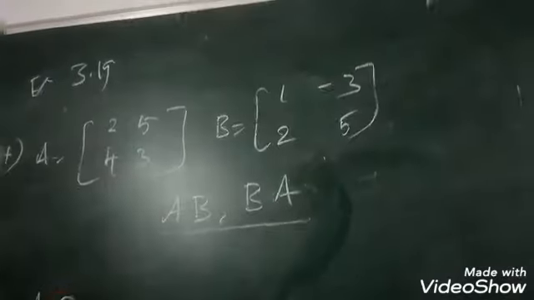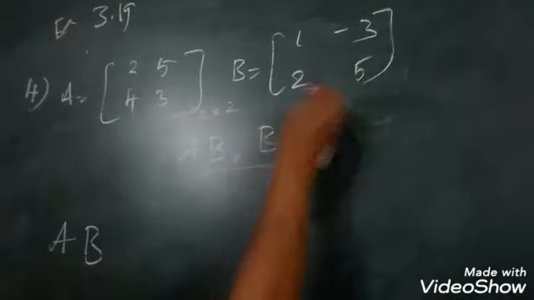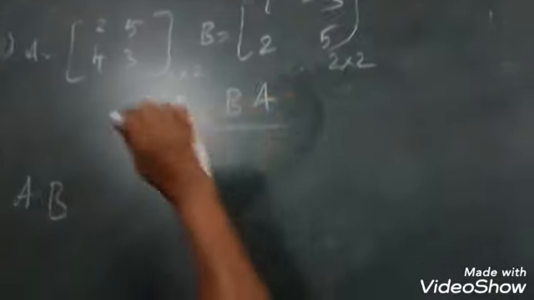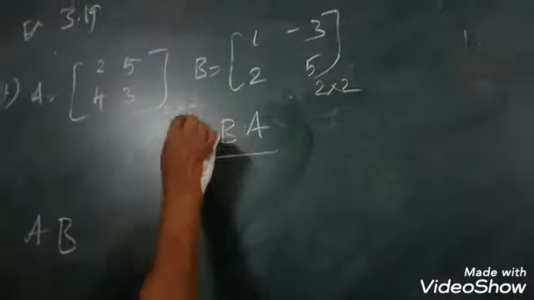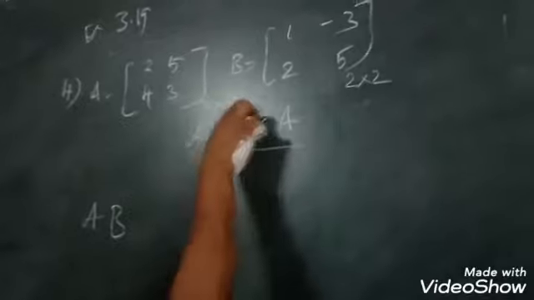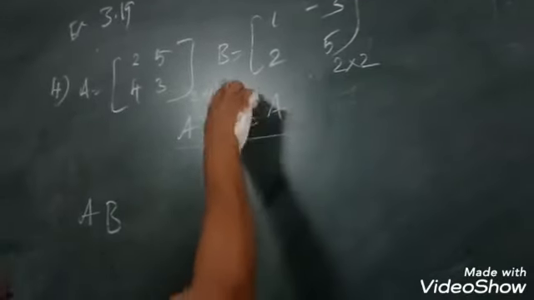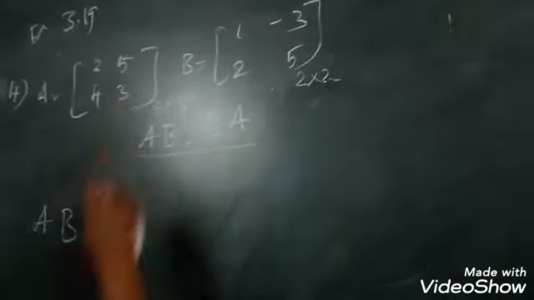First A cross B. Here also 2 cross 2 matrix. Here also 2 cross 2 matrix. First we want to write the order of the matrix. Now we have to see the column of the first and the rows of the second. Both should be equal. So the answer is you will get 2 cross 2, for AB.